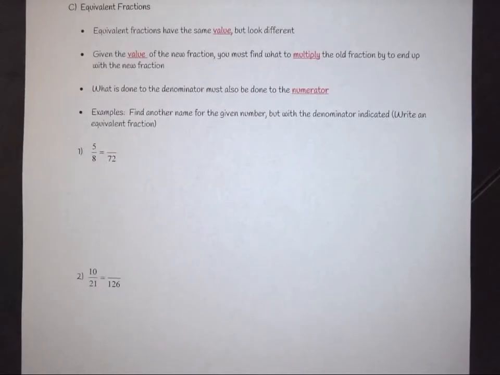Alright, so welcome back. I wanted to do a really quick mini lesson or mini examples of what it means to find equivalent fractions. Equivalent fractions are just that. They are exactly the same identical value, however they look slightly differently. The easiest way to find them is to look at what part of the fractions you actually have.